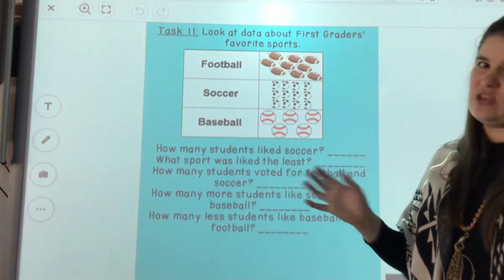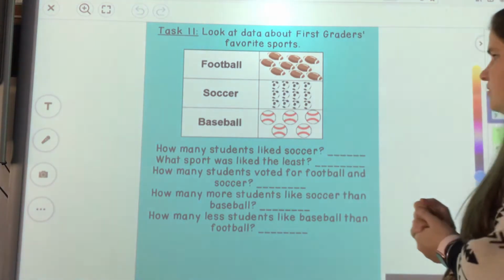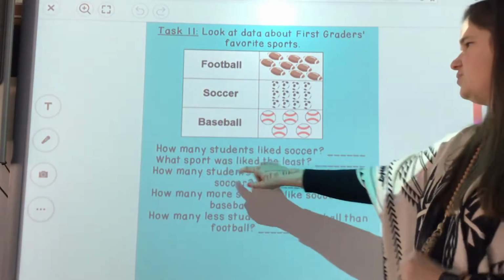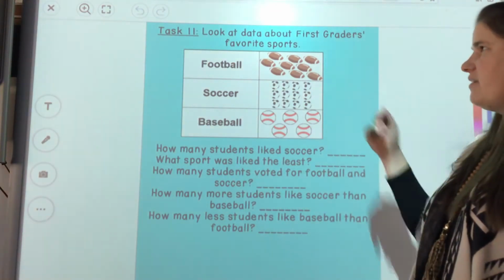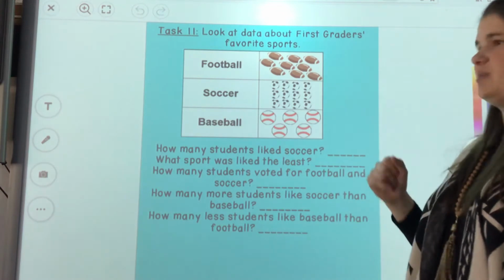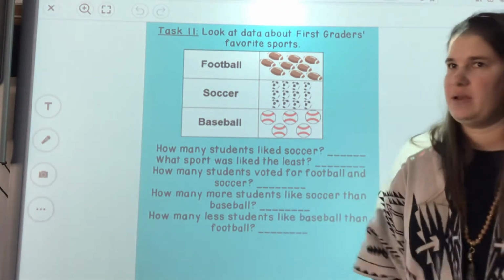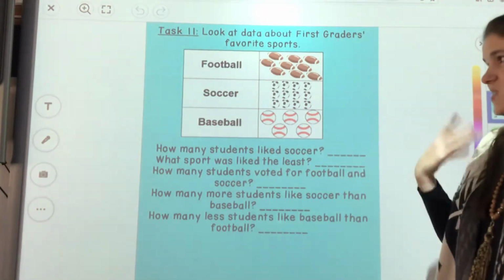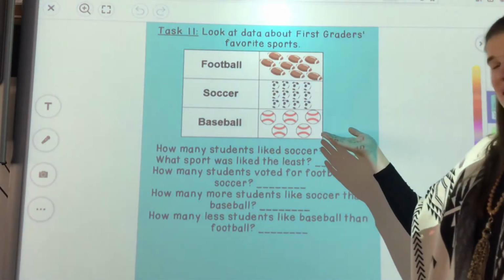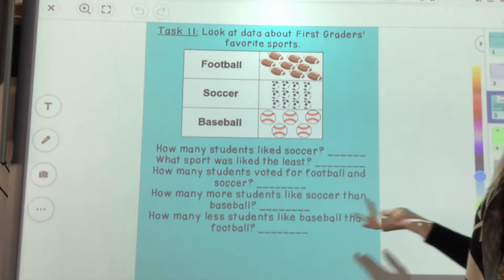I'm just giving you the hints. You can do it on your own. What sport was liked the least? After I know how many I have here and in football and in baseball, I can easily find out which sport was liked the least. And even just by looking at it, you can kind of see that there's only 5 baseball, so baseball was the least liked sport.